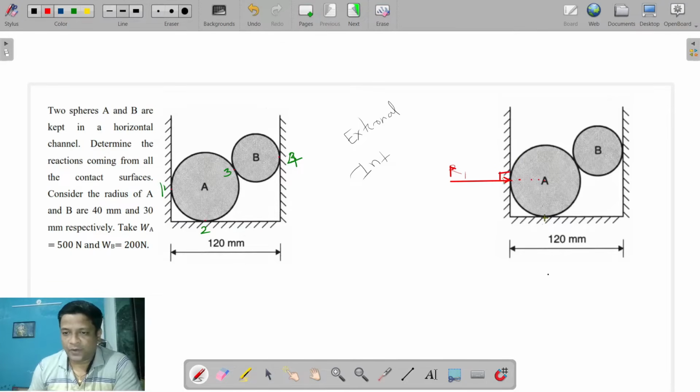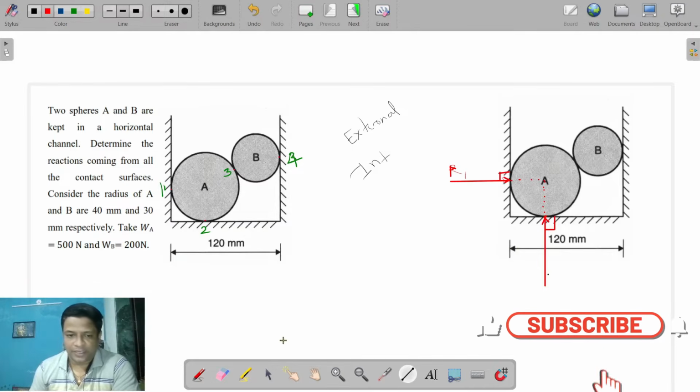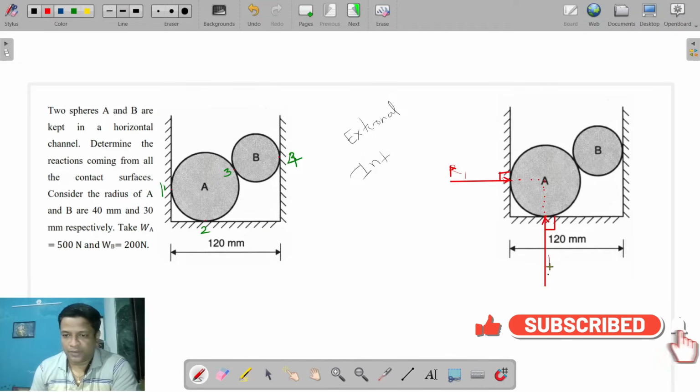Then the second point of contact is here. For this we draw the line which is perpendicular to the surface in contact. This surface is horizontal, so the reaction force must be vertical. Show the arrow pointing toward the center and passing through the center. This way we can show this reaction force 1, and this is reaction force 2. So this is your R2. Clear?